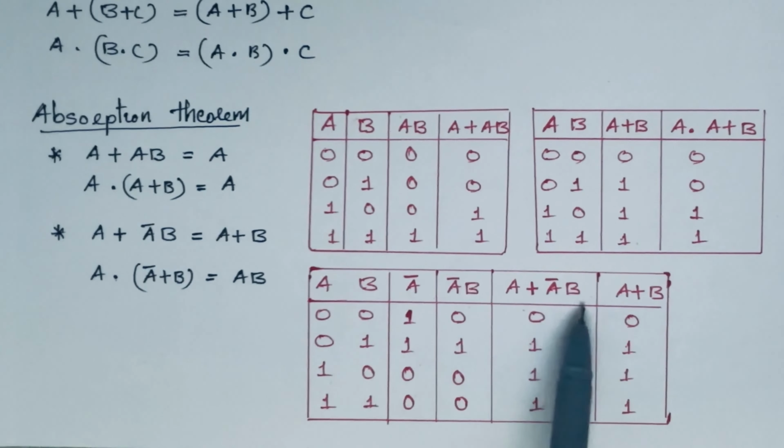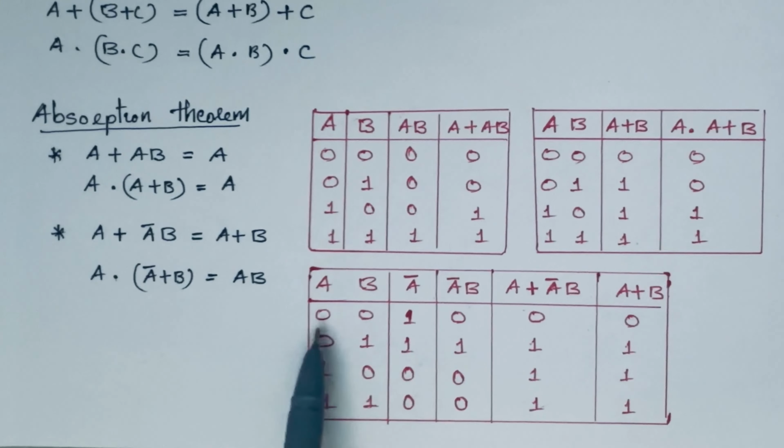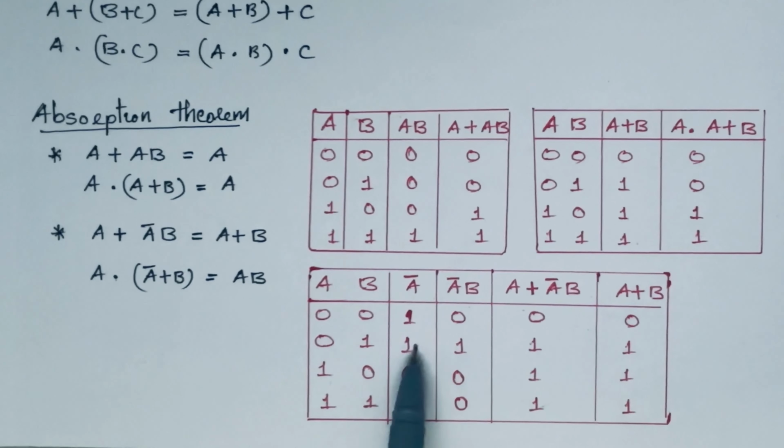So writing A plus B. First we'll find out A bar. What is the A value? 0 0 1 1. The complement of this will be A bar. So 0 0 1 1 will be 1 1 0 0 here. Now this A bar should be multiplied with B. So what will we get in A bar B? 0 into 1 is 0. 1 into 1 is 1. 0 into 0 is 0. 1 into 0 is 0. We got A bar into B.